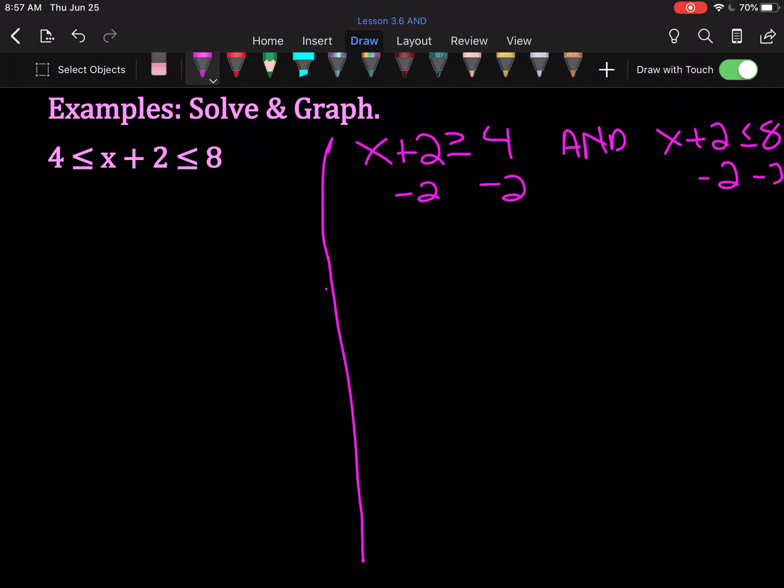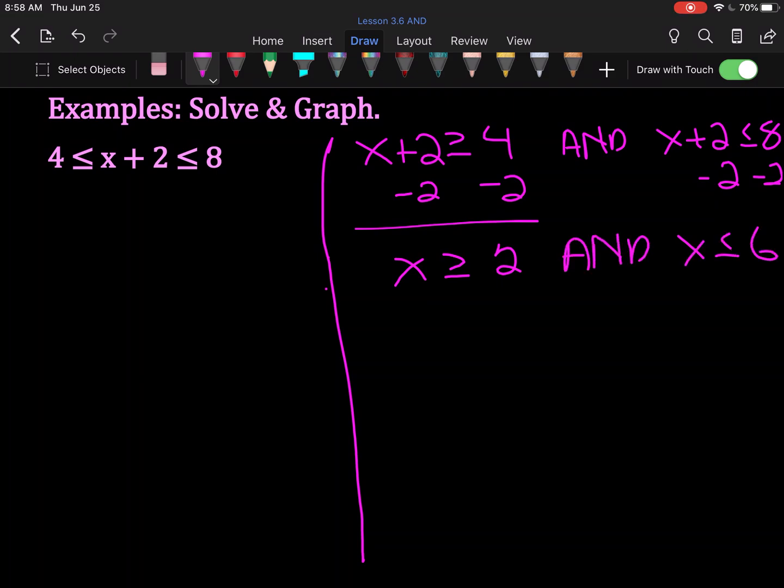They both just involve subtracting 2. So x is greater than or equal to 2. X is less than or equal to 6. Big old "and" in the middle. Okay, so x is both greater than or equal to 2, and it's less than or equal to 6. It is both greater than or equal to 2.